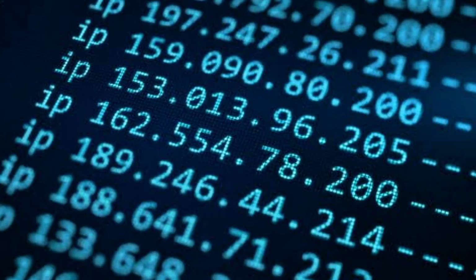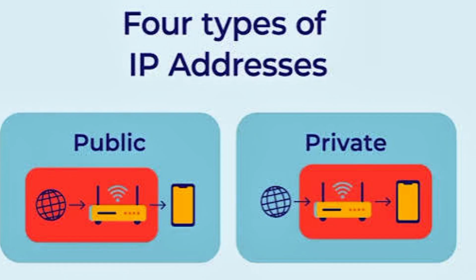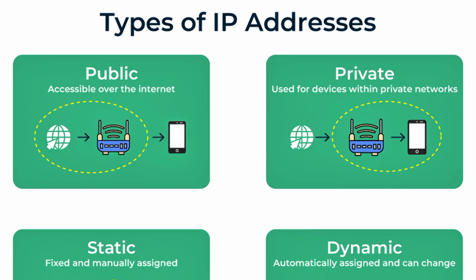IP addresses serve as unique identifiers for devices connected to a network, allowing them to communicate with each other efficiently. Understanding the differences between static and dynamic IP addresses, as well as public and private types, is essential for managing network security and connectivity. Static IP addresses remain constant, while dynamic ones can change over time. Public IP addresses are accessible from the internet, whereas private IP addresses are used within local networks.